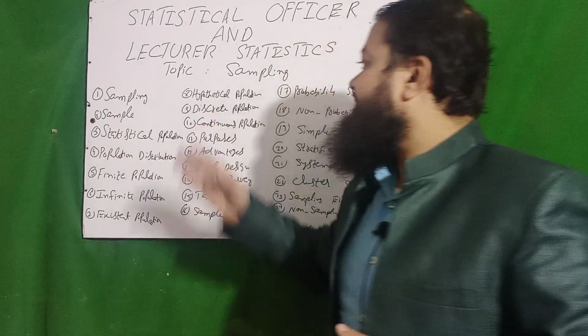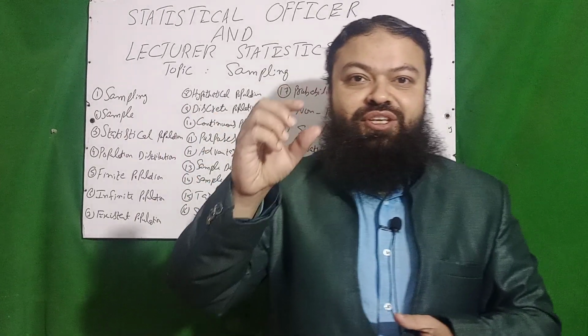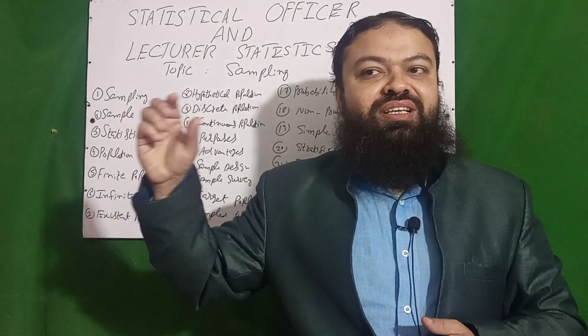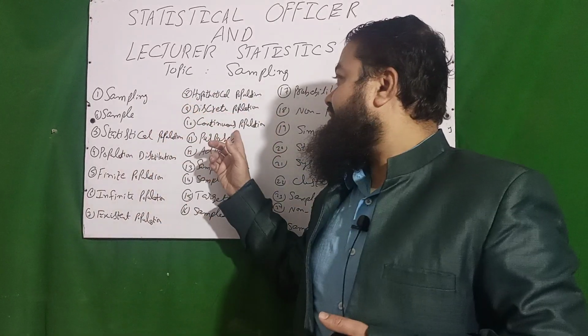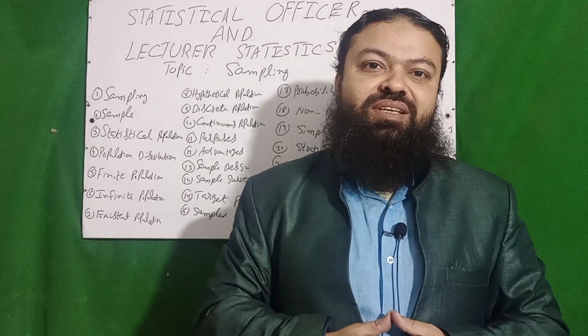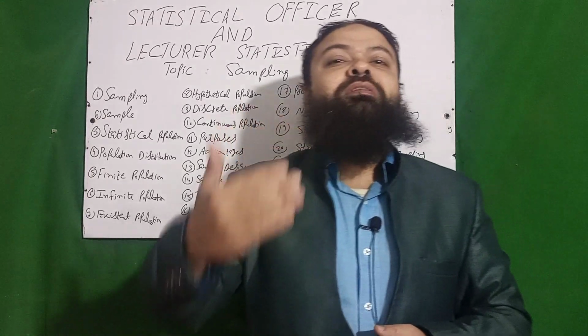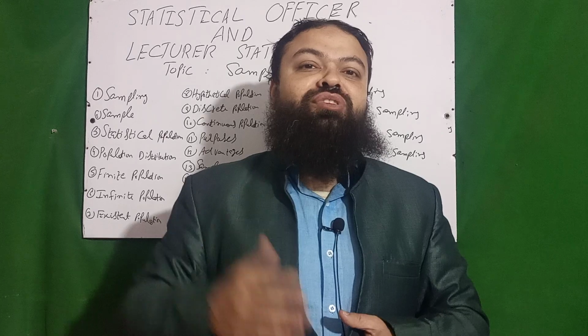Then the next one is discrete population. If you can count the number of units, these will be discrete. If you cannot count, that will be continuous population. Then the next one is, what is the purpose of sampling? Why do we do sampling?